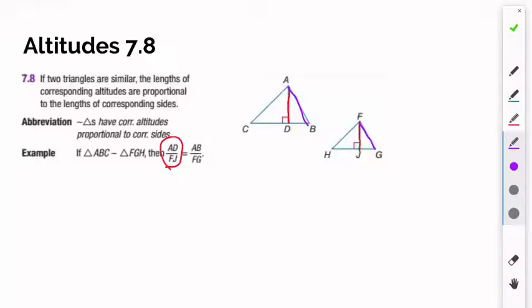But notice here, we have altitude over altitude is equal to any one of the sides over side. If they are truly similar, then the altitude is proportional to the corresponding side lengths.